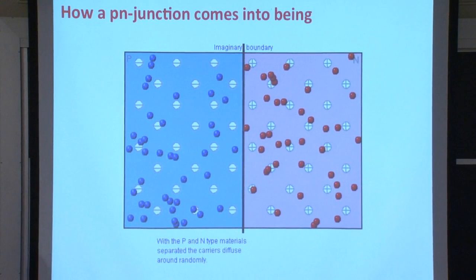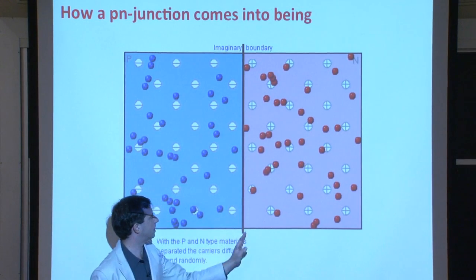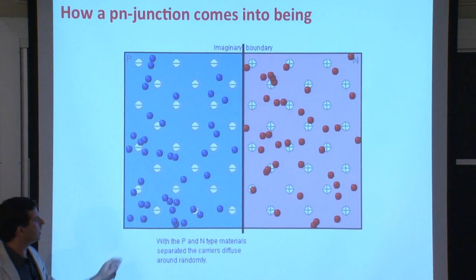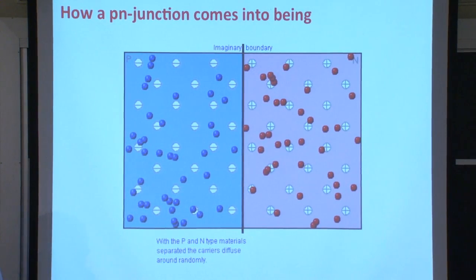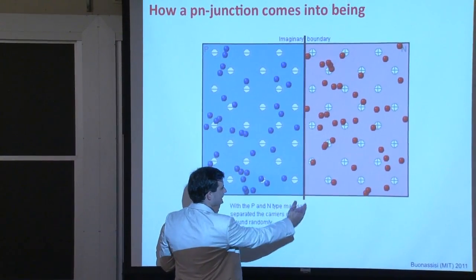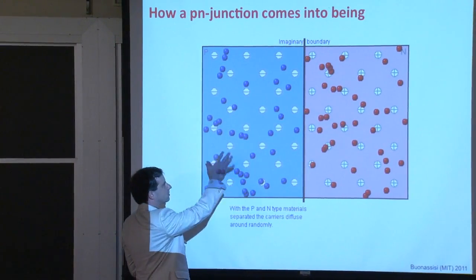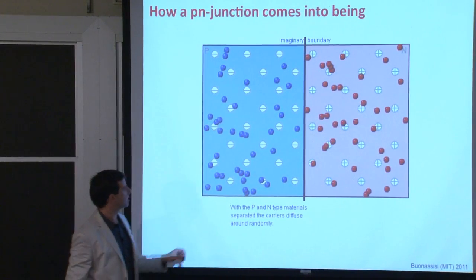Let's dwell just a minute. So we have this imaginary boundary between P-type material over here and N-type material. The boundary is right here in the middle. The blue dots here are representing mobile holes, holes that are free to move around the material. And while there's this imaginary barrier here, these holes are just moving in Brownian motion. There's no net current. There's no net charge flow.